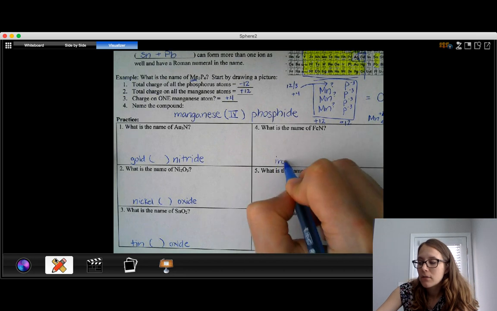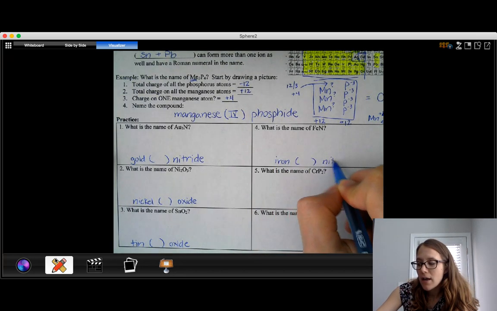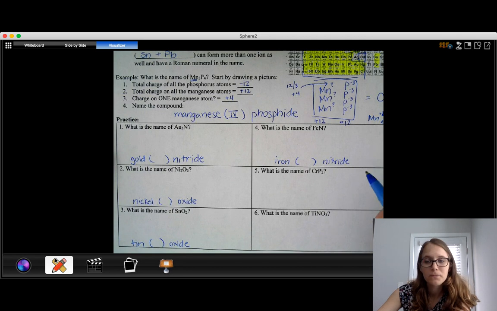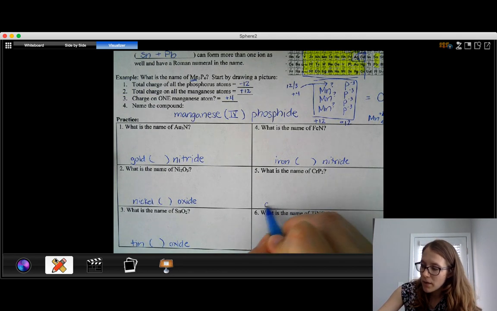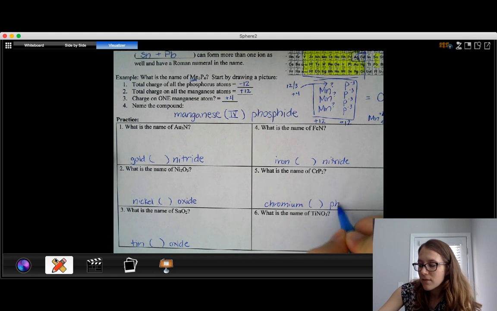Iron nitride, or nitrogen. Cr is chromium. P is phosphide.